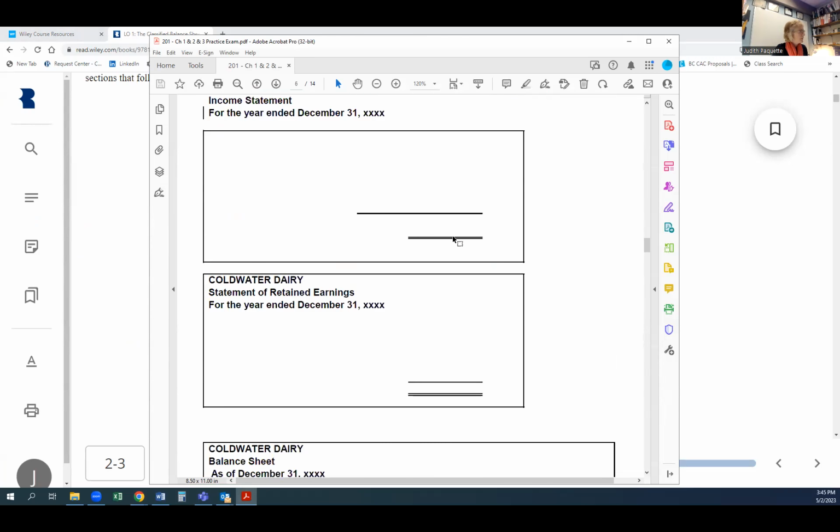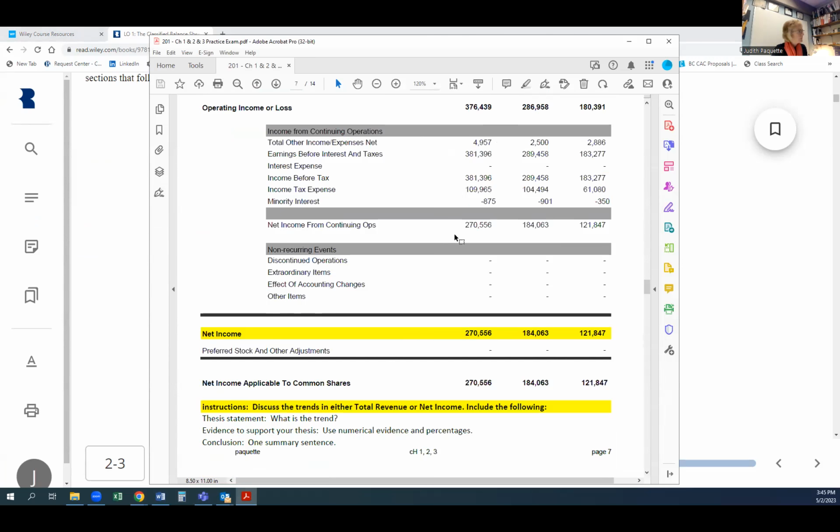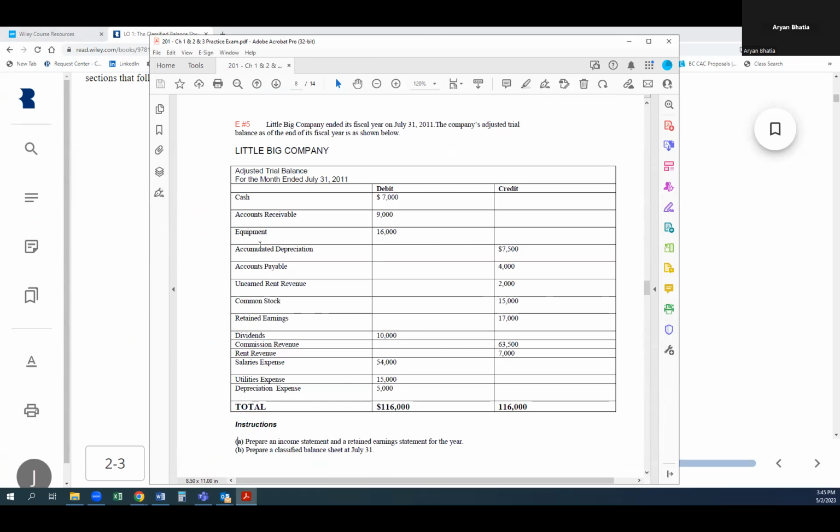Let's see. It's on. Right here. Can you see? Yeah, if you don't see it, put it under the last one.